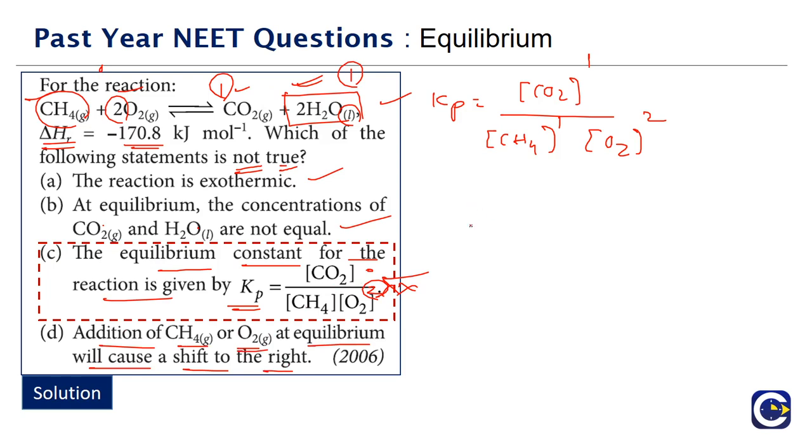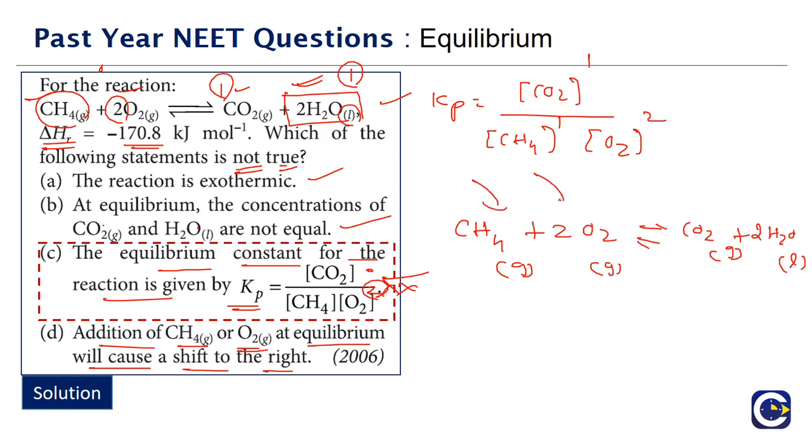Let's just rewrite the equation. CH4 plus 2O2, of course we'll indicate the phases also, gas phase, gives rise to CO2 gas plus 2H2O liquid. This is the given reaction. Addition of CH4 or O2. If we add CH4 or O2, what are we doing? We are adding reactants.